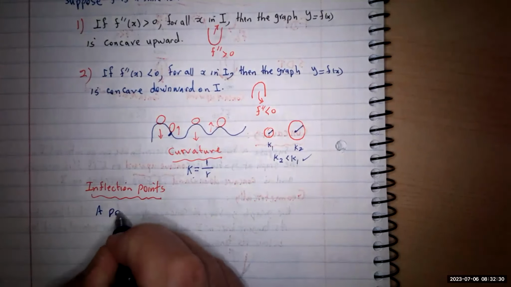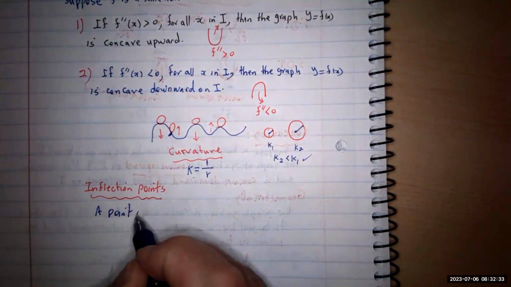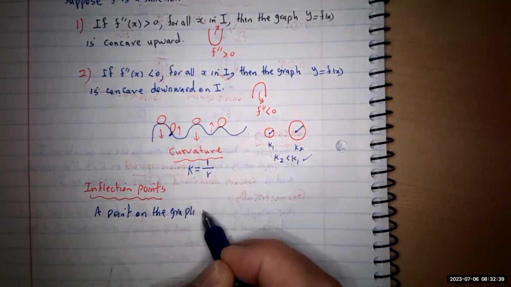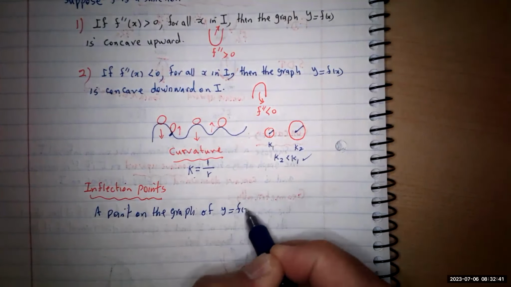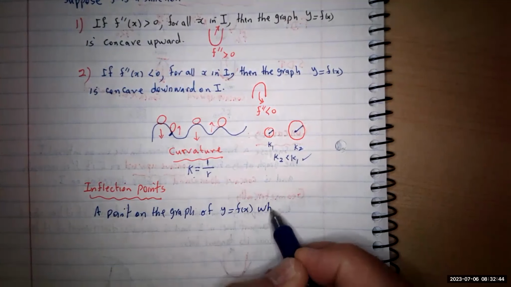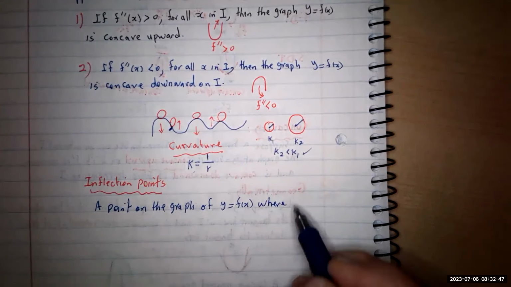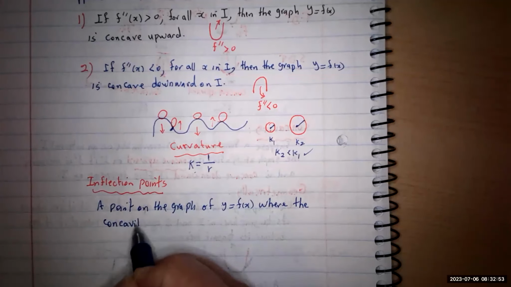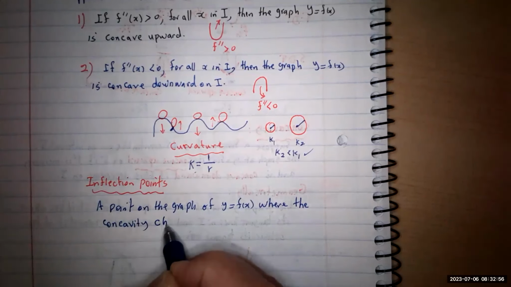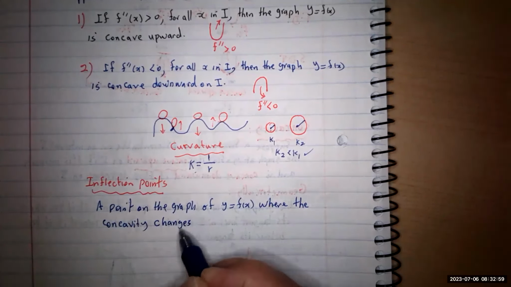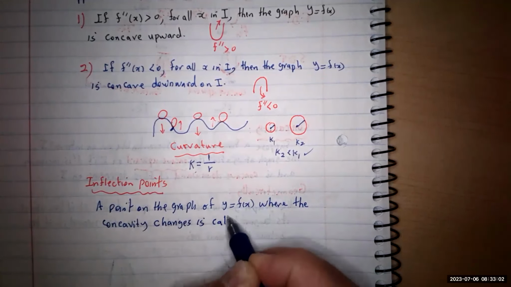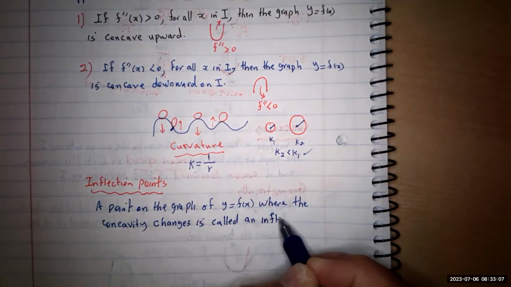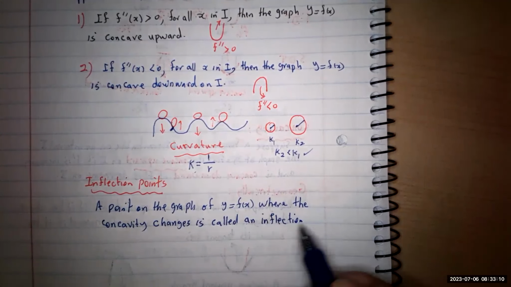So a point on the graph of y equal to f of x, where, like the critical point, the concavity changes, is called an inflection point.